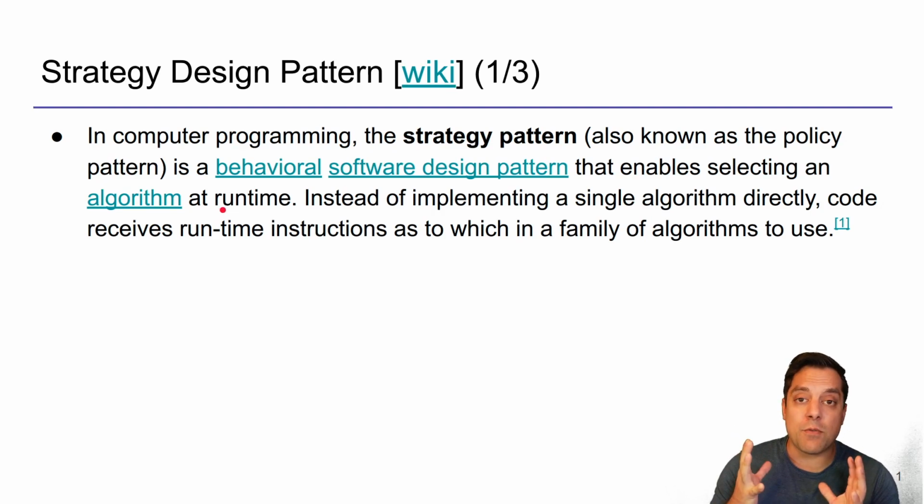Because again, our programs might want to be able to do things in a more efficient way. So we need to be able to choose while our program's running, maybe this version of a sorting algorithm versus that version of a sorting algorithm. Hang on to that thought and we'll look at that in this video. Instead of implementing a single algorithm directly in our code, the code receives runtime instructions as to which in a family of algorithms to use. That's an important point here: choosing from a family of related algorithms that can do the same job, but how we achieve that behavior is going to be different.